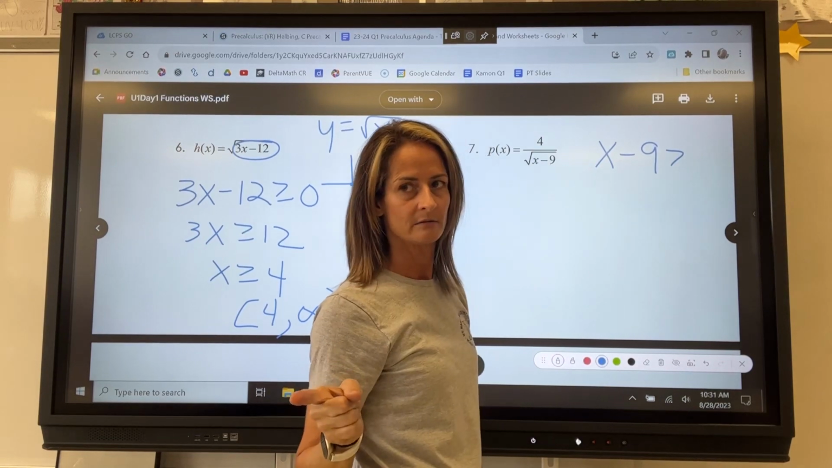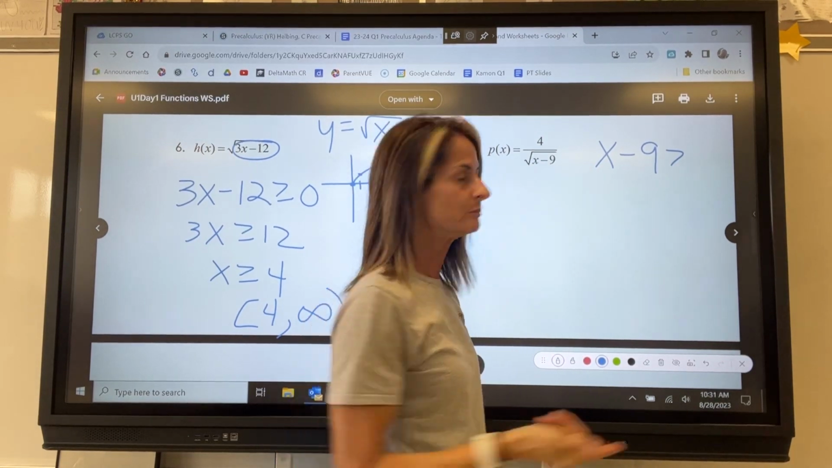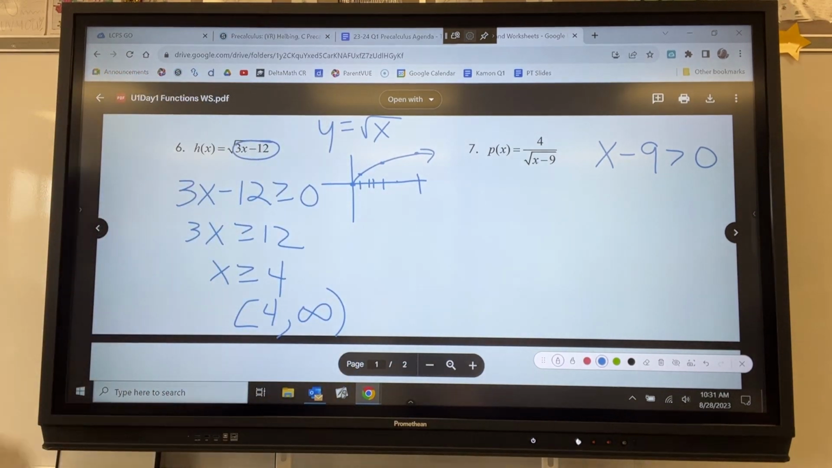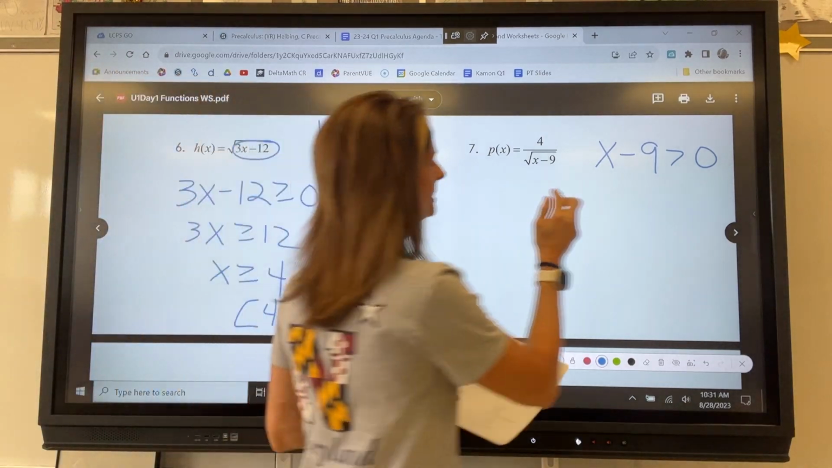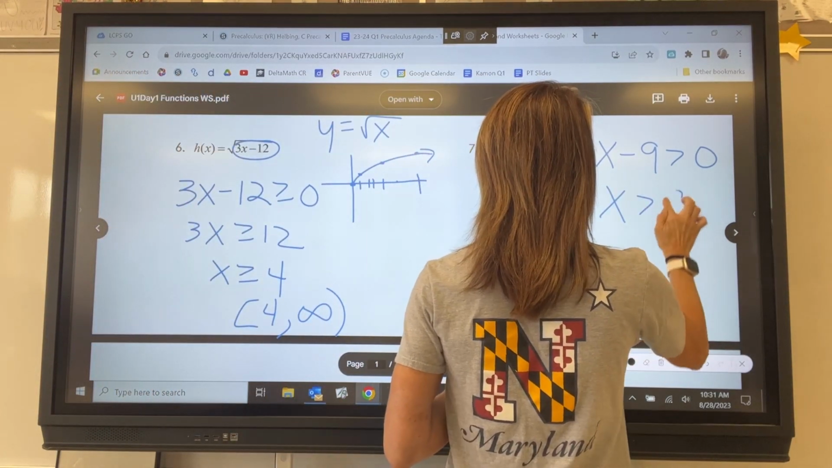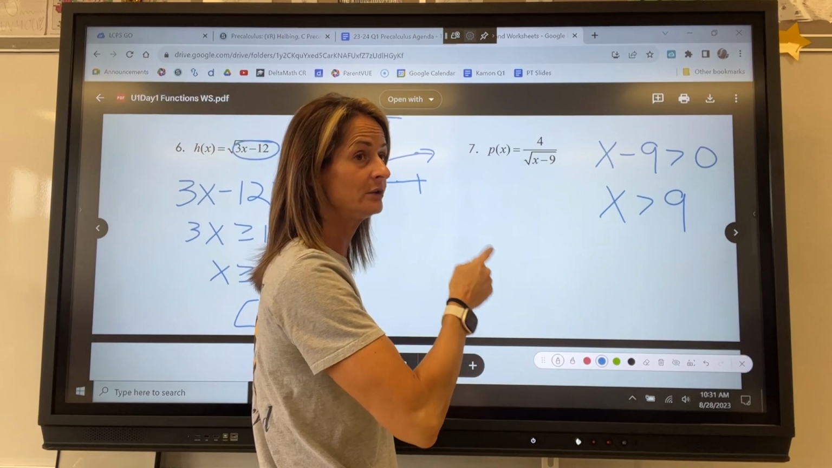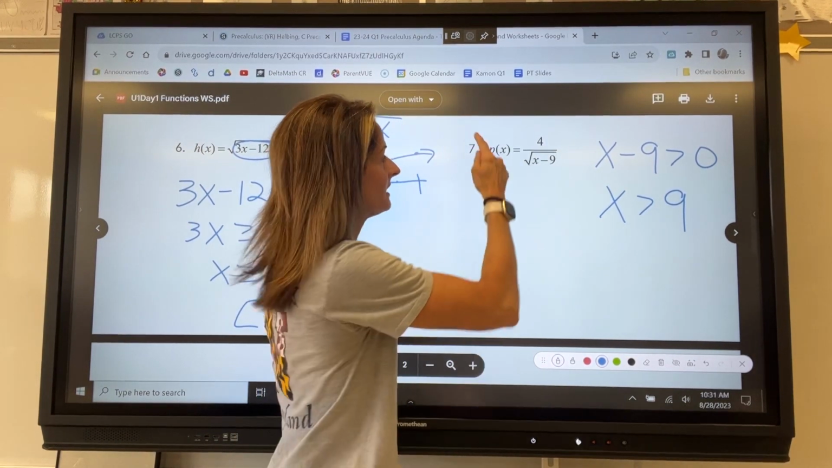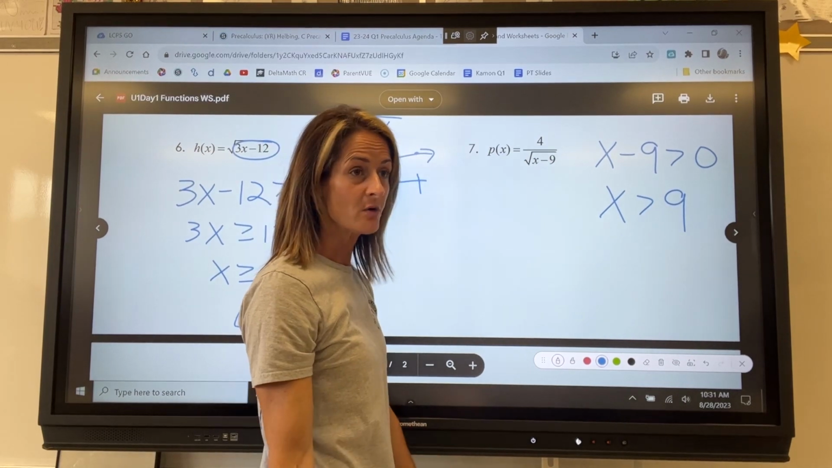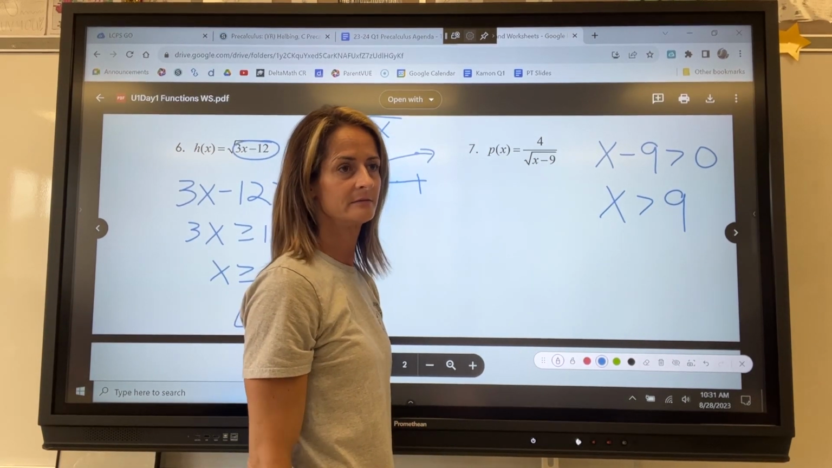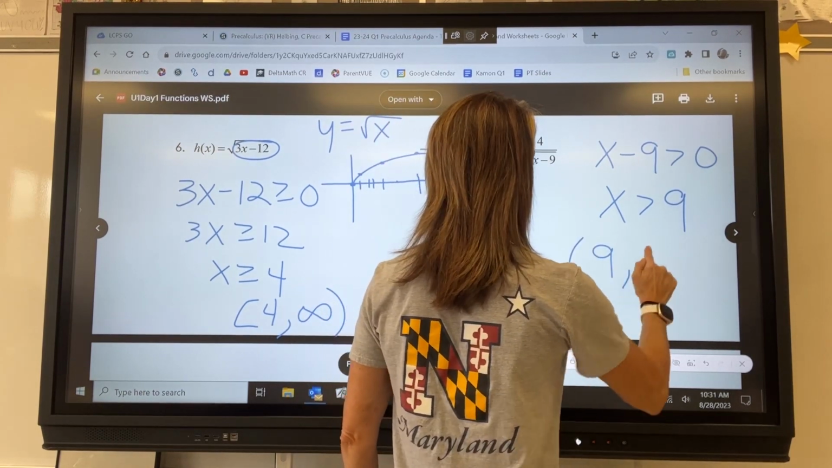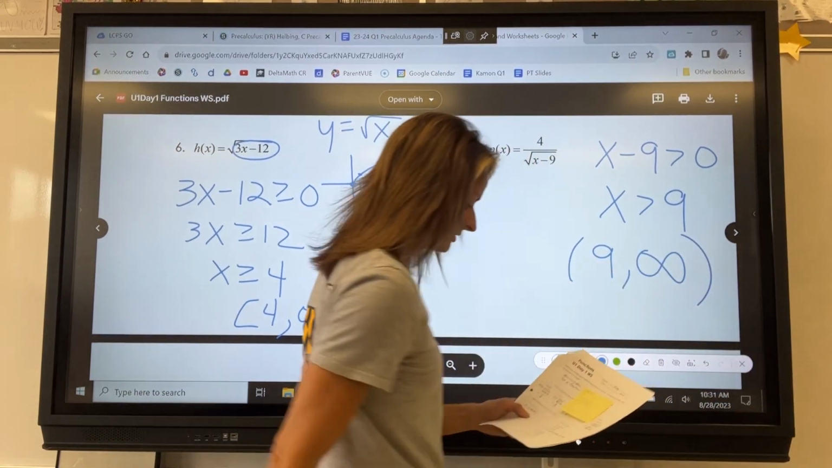Just greater than 0, not greater than or equal to. So we have x greater than 9, and now we're not going to include the 9. Because if we put a 9 in there, 9 minus 9 is 0, the square root of 0 is 0, and 4 over 0 can't be graphed. So this is going to be from 9 to infinity, and we are out.